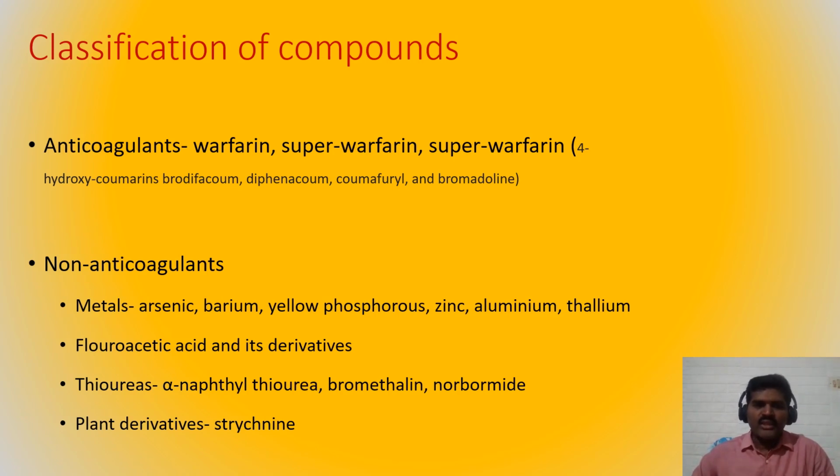Non-anticoagulants can be further divided into metals, including arsenic, barium, yellow phosphorus, zinc, aluminium, and thallium; fluoroacetic acid and its derivatives; thioureas, which include alpha-naphthylthiourea and norbormide; and plant derivatives such as strychnine.